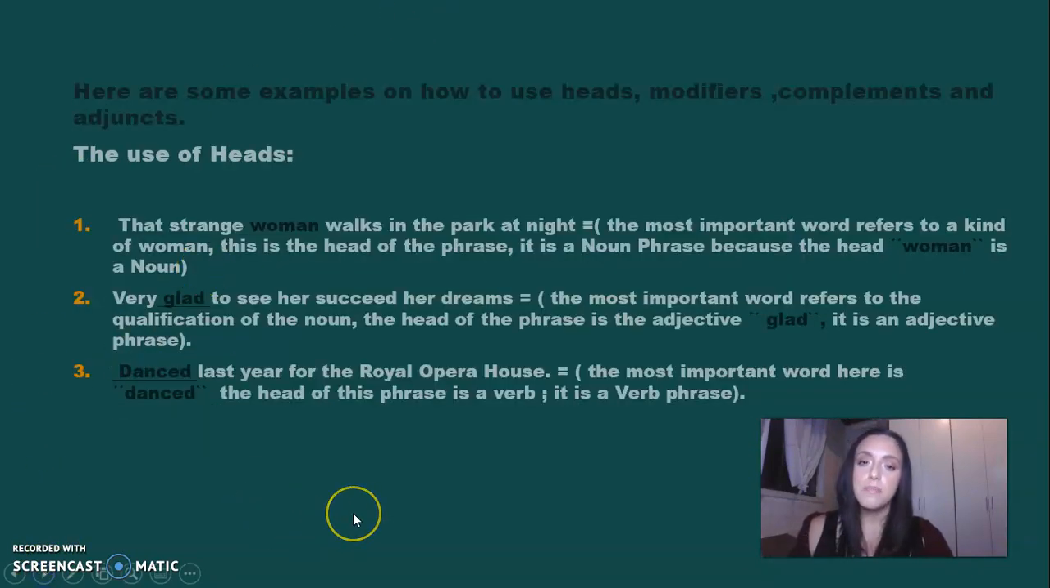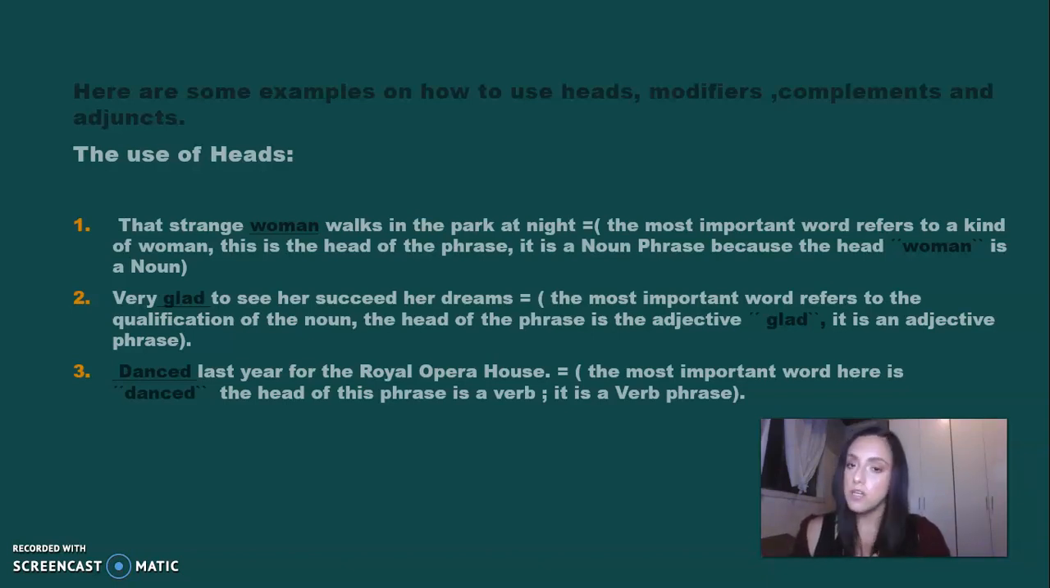Now, here are some examples on how to use heads, modifiers, complements, and adjuncts. So now we're going to read the following sentences. The use of heads. The first is, "A strange woman walks in the park at night." Here, the most important word refers to a kind of woman. So this is the head of the phrase. It is a noun phrase because woman is a noun.